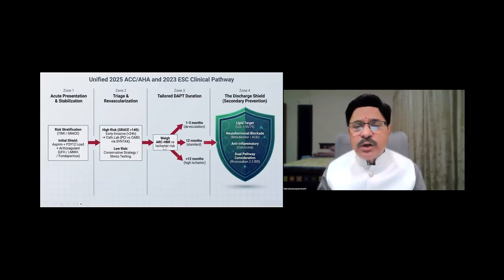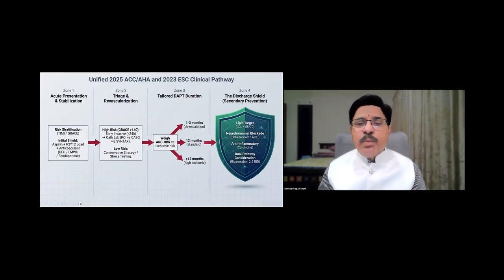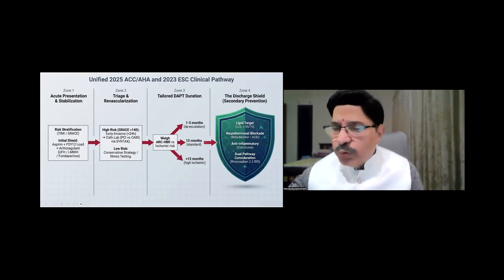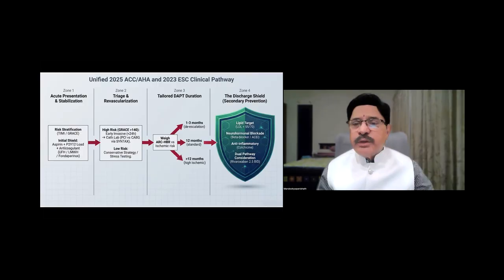How long will I continue? Double antiplatelet therapy: 1 to 3 months in high bleeding risk, more than 12 months for high ischemic risk, standard 12 months. Finally, the discharge shield must have not only these drugs; you must have lipid management, neurohormonal blockade, beta blocker, ACE inhibitor, anti-inflammatory colchicine, and dual pathway consideration with rivaroxaban. So with this completes the story of unstable angina.